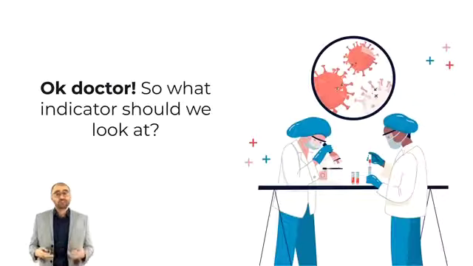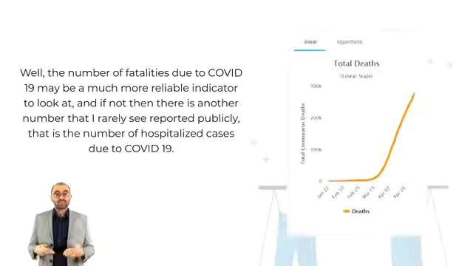Okay, doctor, so what indicator should we look at? Well, the number of fatalities due to COVID-19 may be a much more reliable indicator to look at. And if not, then there is another number that I rarely see reported publicly. That is the number of hospitalized cases due to COVID-19.